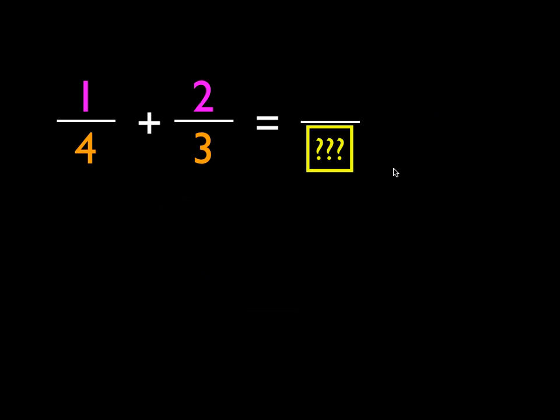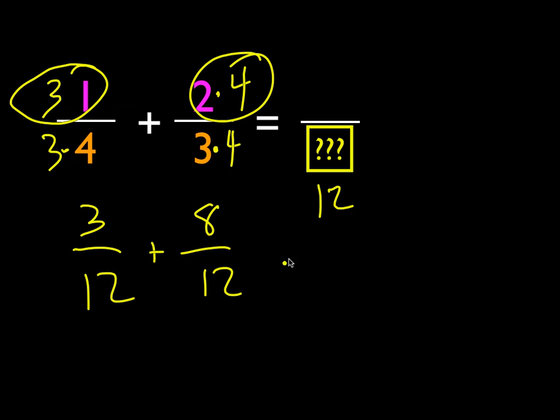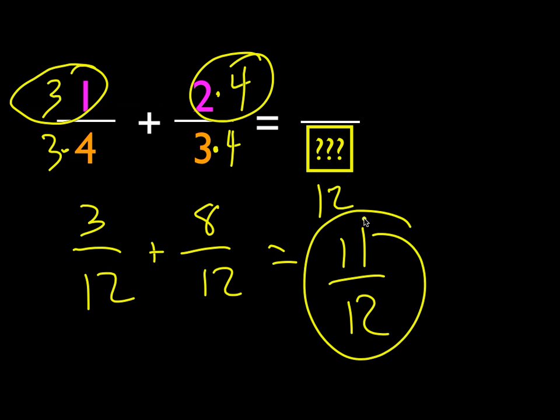Okay? So to do this one, if we know that the least common denominator is 12, we're going to put it over 12 plus. So this one we're going to multiply times 3. 3 times 4 is 12. So we'll multiply this one by 4. So 3 times 1 is 3. 2 times 4 is 8. And then we end up with 11 over 12. And that's the right answer. Okay? So that's that one.